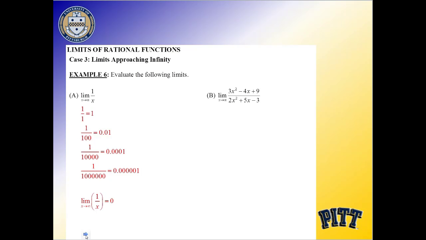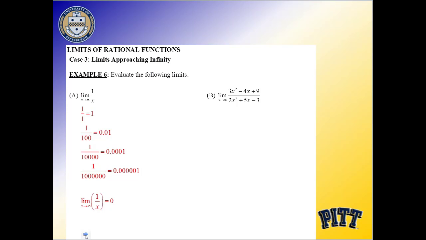So how do I do that? How does this work for instances like B? Well, what I want to do is when I look at a situation where I have, again, a rational expression, you really can't plug infinity in. However, what I can do is when I see, well, I have different powers of x.